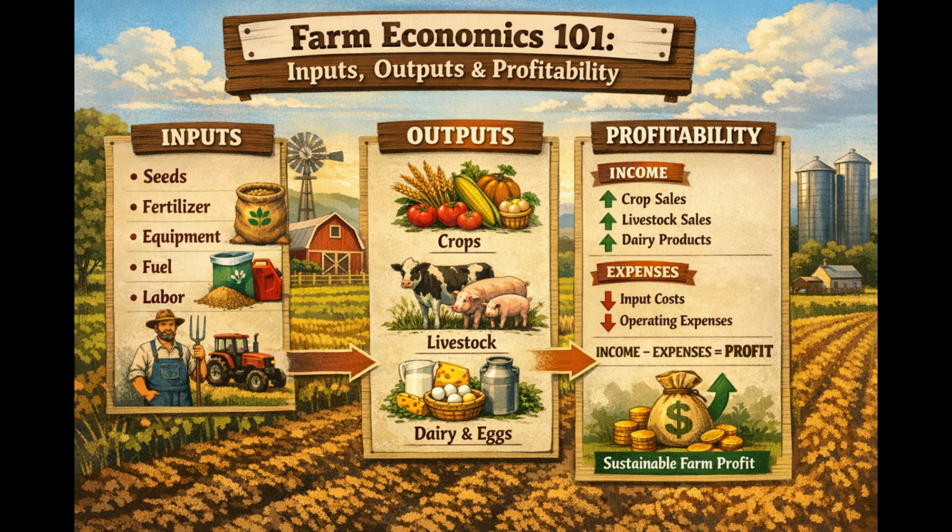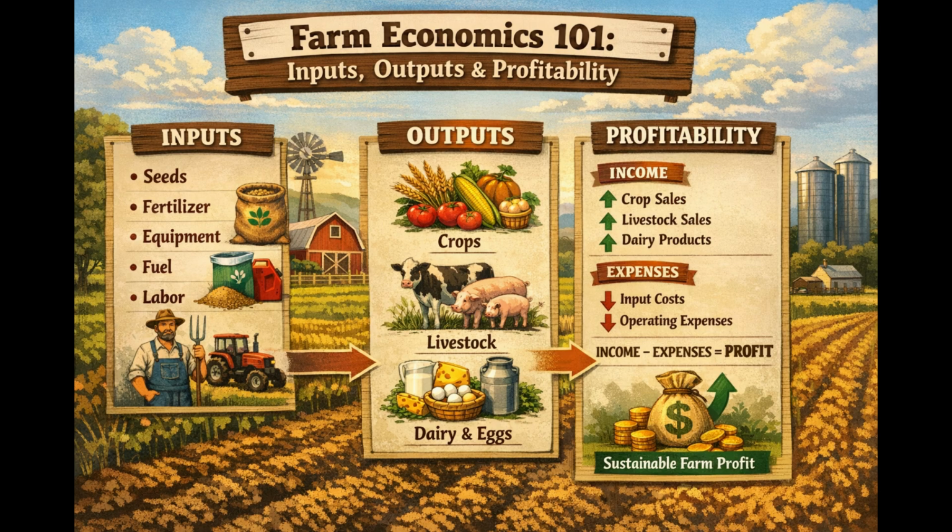Outputs, on the other hand, are what you get back. This is your harvest. Your vegetables, your grain, your fruit, your fiber. Whatever it is you're growing, that's your output. And critically, outputs are what you sell to generate revenue. Now here's where it gets interesting.